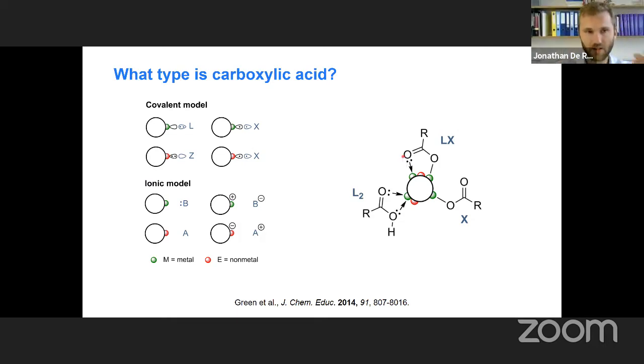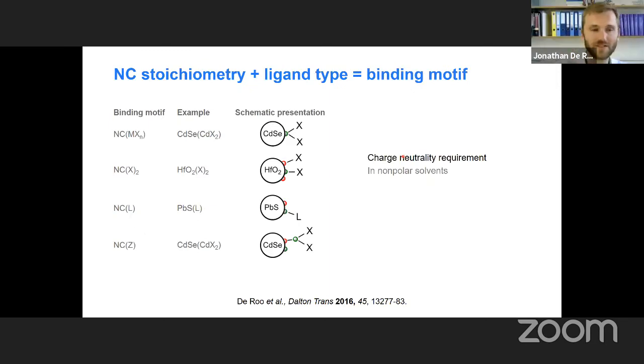Now, this is a classification of ligands, but if we work in non-polar solvents, which we mostly do, then there's this charge neutrality requirement, meaning that the whole object, nanocrystal plus ligand, needs to be charge neutral. And that leads us to binding motifs, which are combinations of nanocrystal stoichiometries and the ligand type. For example, we have here this cadmium selenide nanocrystal, which is cation rich on the surface. So there is one extra cadmium atom on this surface. Well, it has to be charge neutral, but we're adding here a cadmium 2+. So this needs to be charge balanced by two X-type ligands.